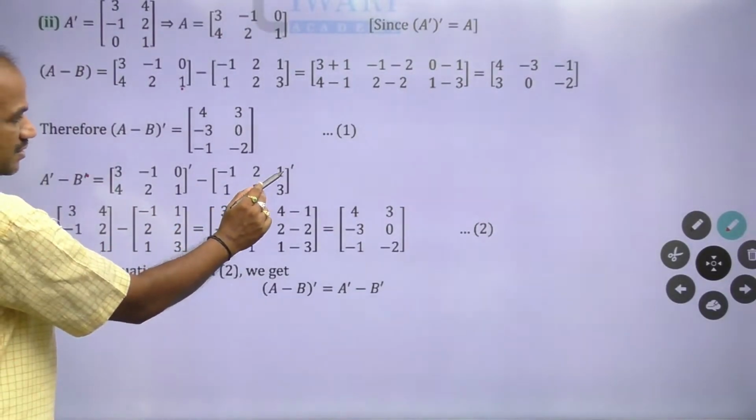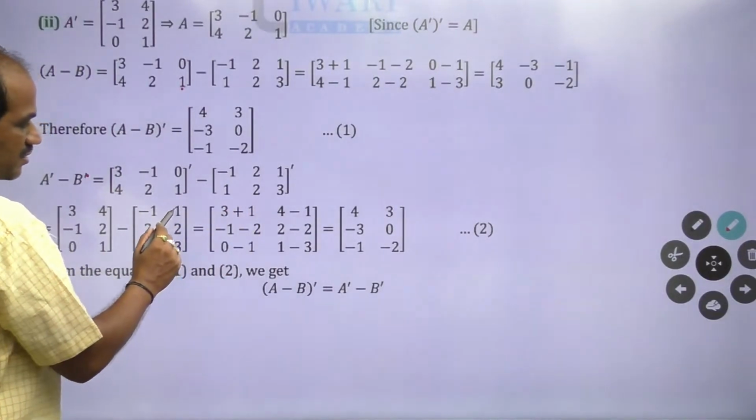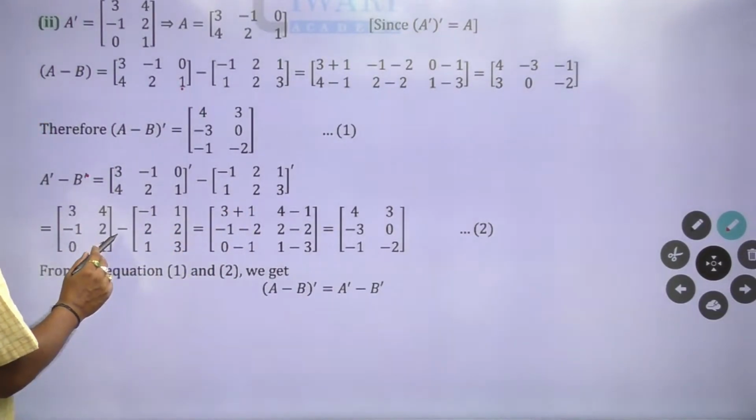Minus next here, whole dash. First row, first column. Next one, second row, second column. That is equal to, see here, minus here.